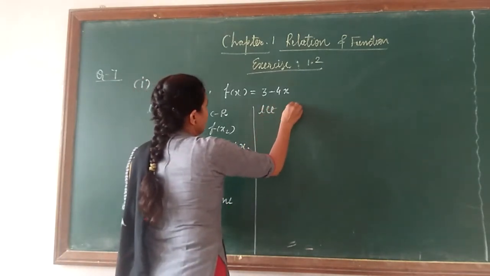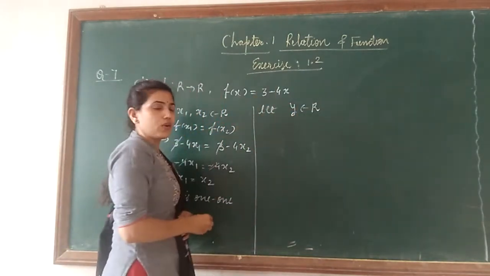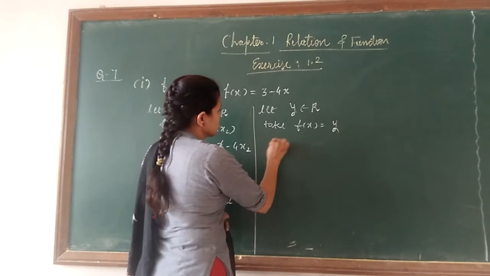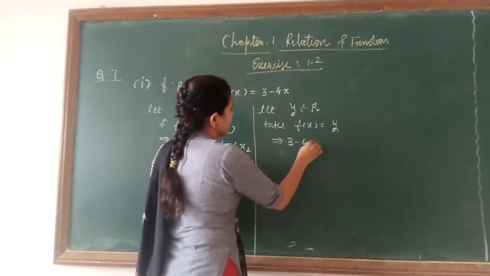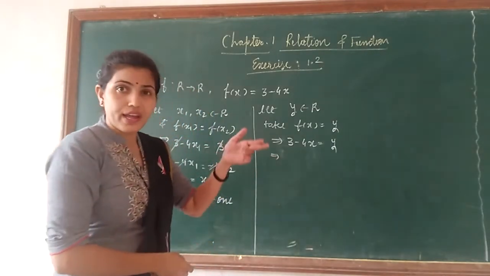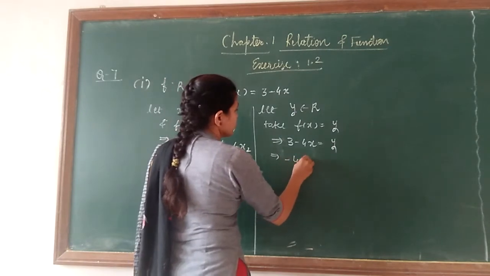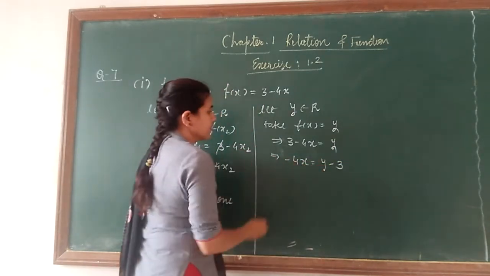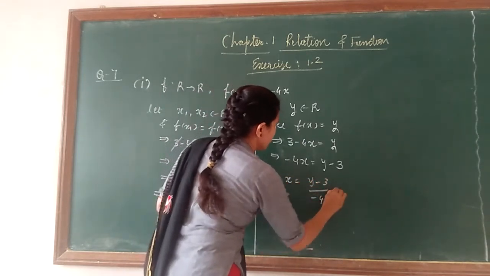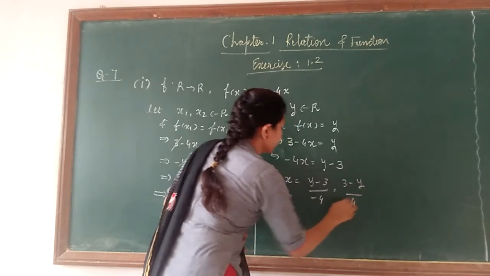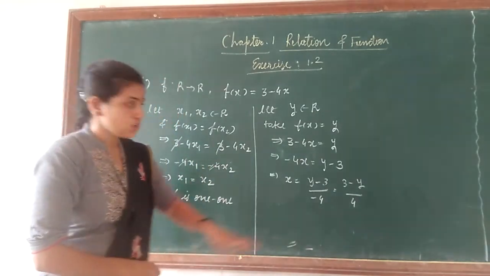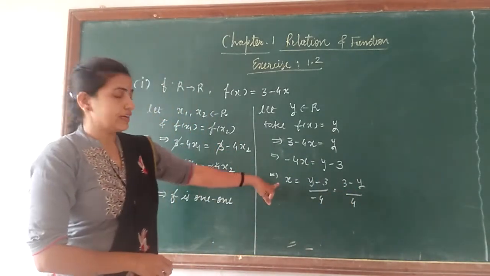So let y belong to R, and take f of x equals y. So what is f of x, friends? 3 minus 4x, that equals y. Now convert all your x in terms of y. So here minus 4x equals y minus 3. Then x equals y minus 3 divided by minus 4. That is 3 minus y by 4. As it is minus, we are changing the sign. So this is 3 minus y by 4. That is our x.